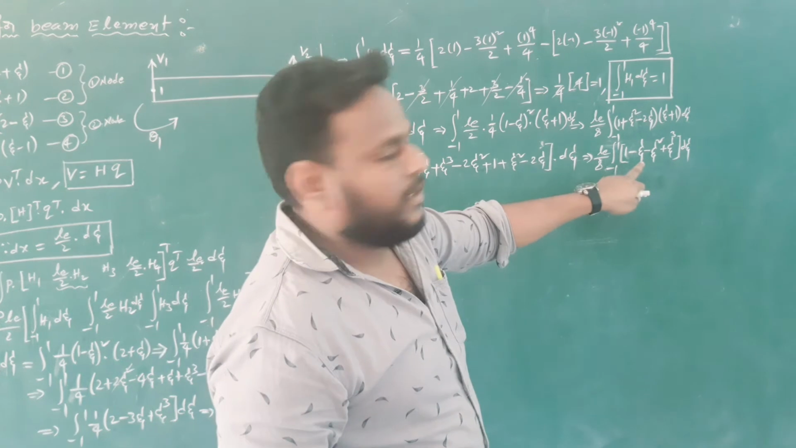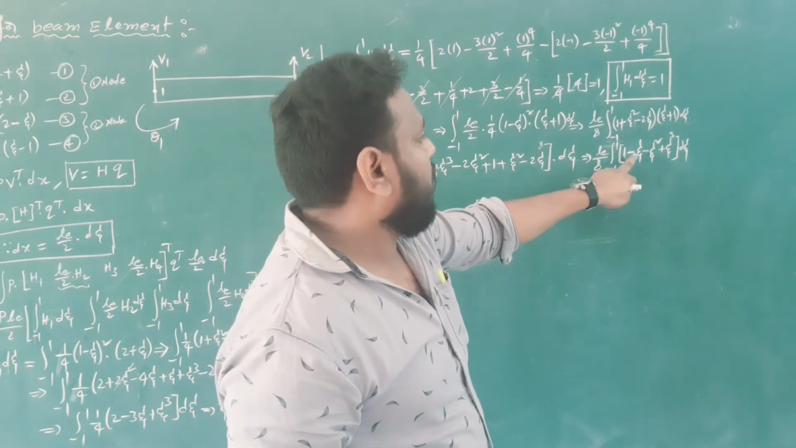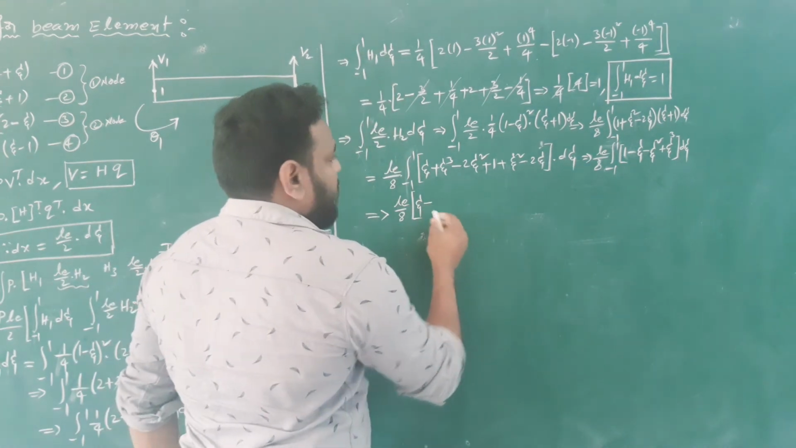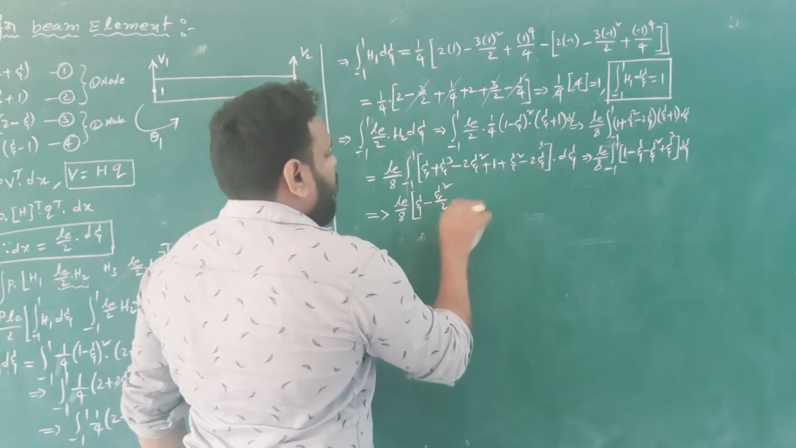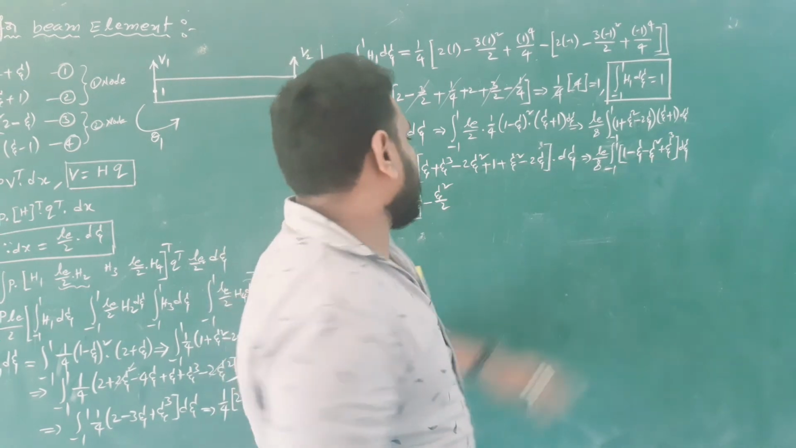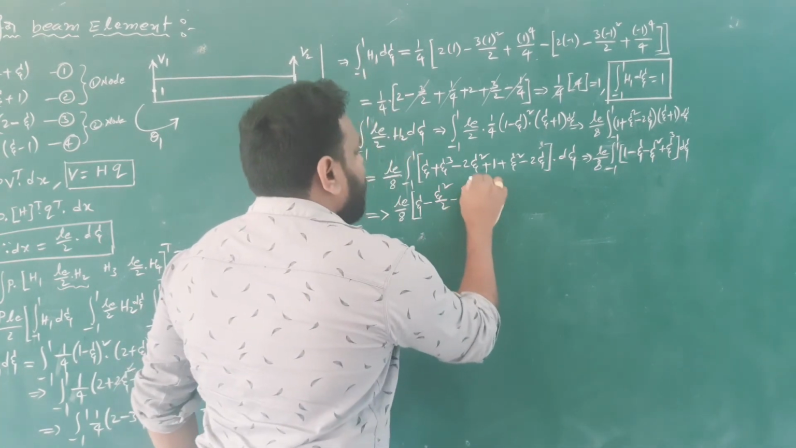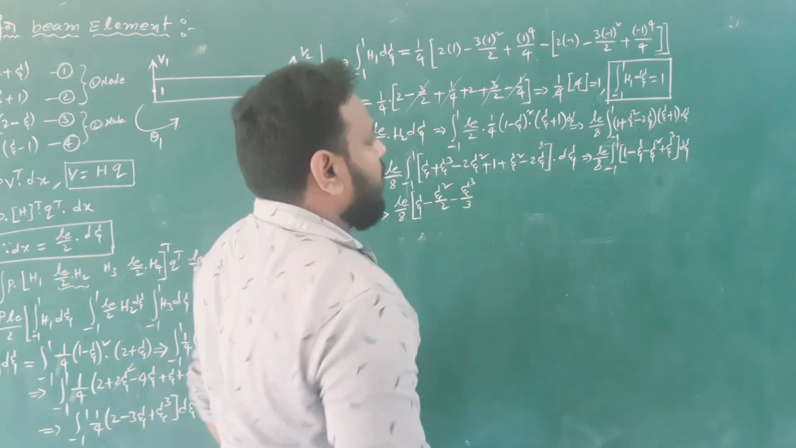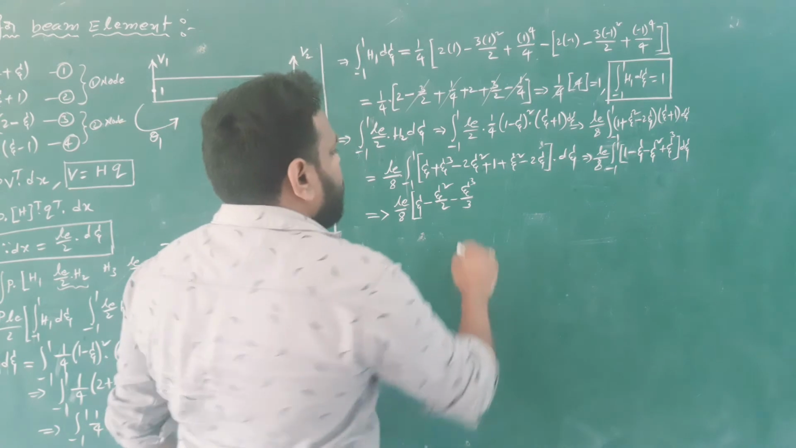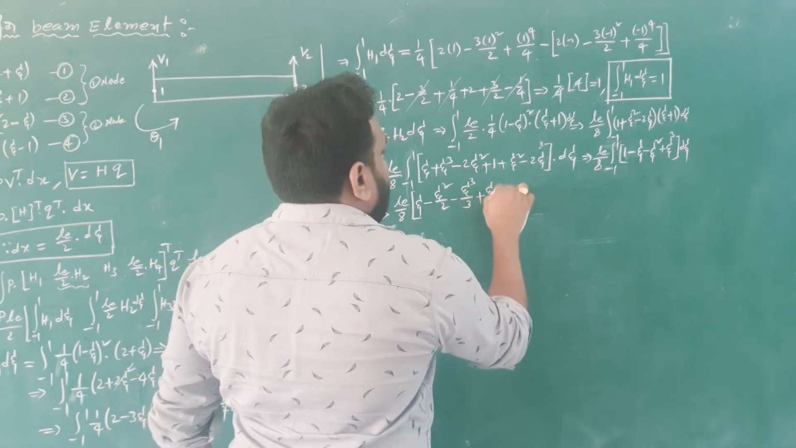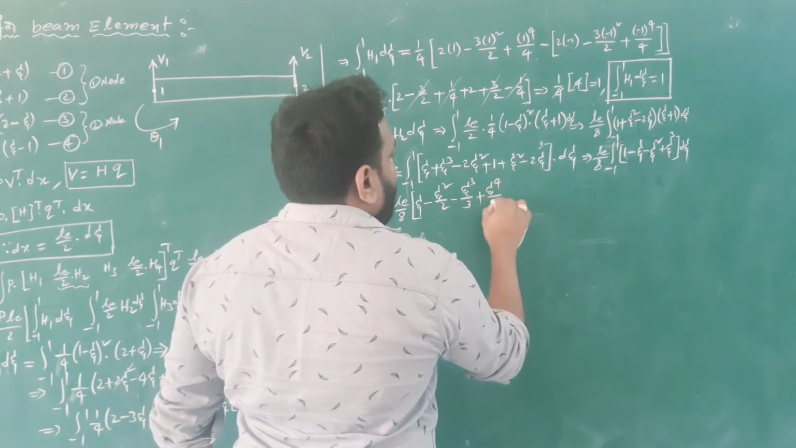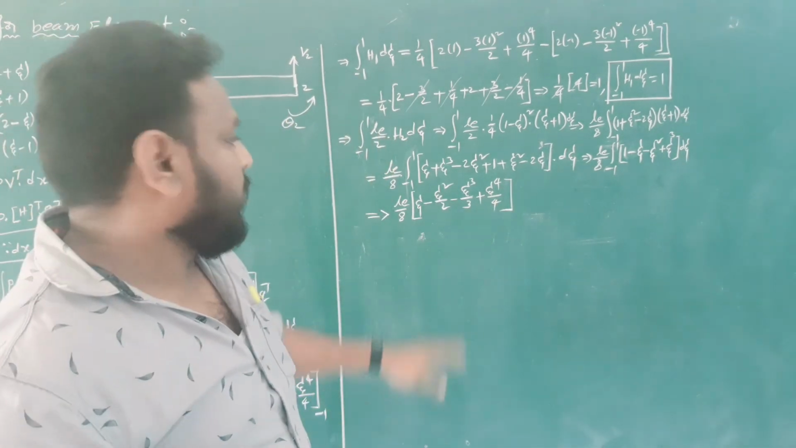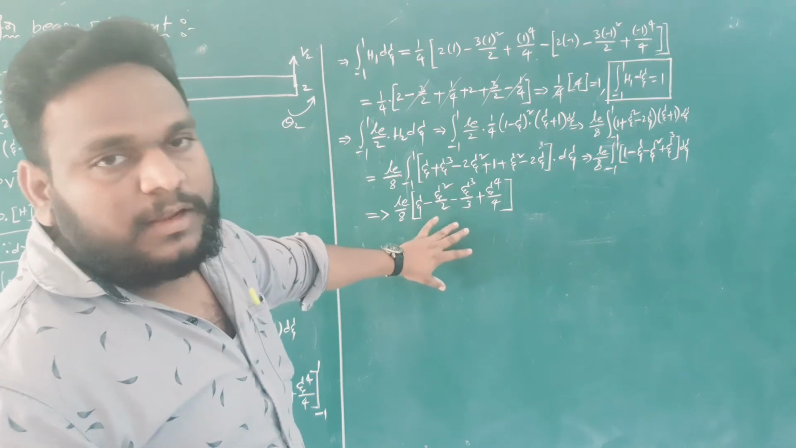With respect to j, that's why we get j value. Minus j integration is j square by 2. Next, j square integration is minus j cube by 3. Next, j cube integration is plus j power 4 by 4. This is what we finally got after integration. We got this equation after integration.